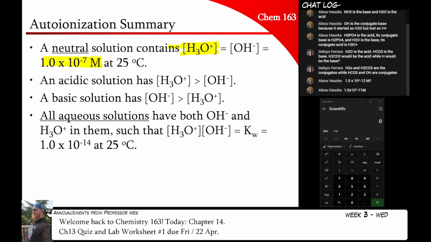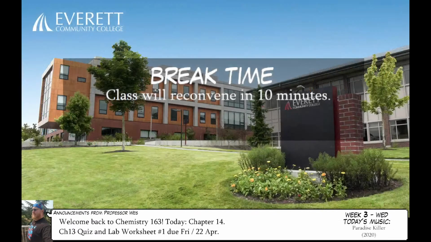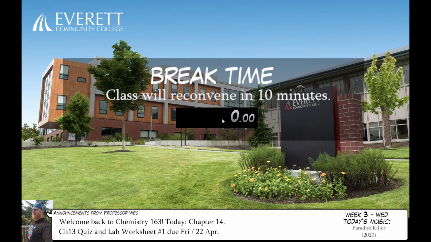So commit this one to memory. This is worth knowing. H3O plus times OH minus equals Kw equals 1 times 10 to the minus 14. We're going to take a break, which means we're going to be over here. Let me get the timer on the screen because I forgot to open it. I always do. And let's get the title track for Paradise Killer going, because it is fantastic and I love it. Stay forever.